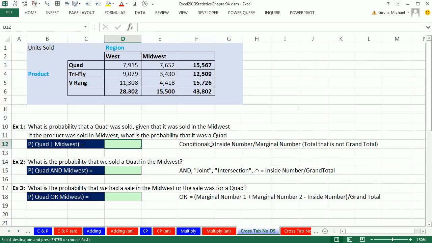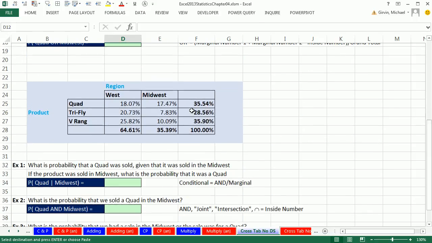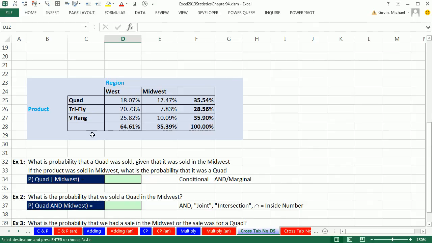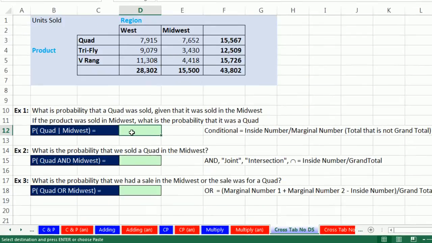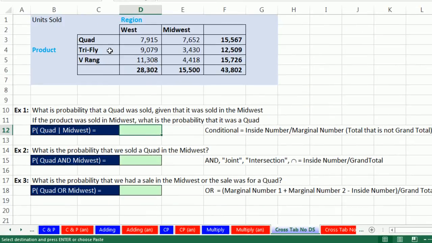Now here we're going to talk about multiplying and how to calculate it directly from our crosstab frequency distribution. And then we'll talk about how to do it straight from our joint probability table. So our crosstab has product along the row headers and region along the column headers. The intersecting values, of course, are counting with 2 conditions. Here's the grand total. So when we get to calculating what is the probability the quad was sold, given that it was sold in the Midwest, we know it's conditional.